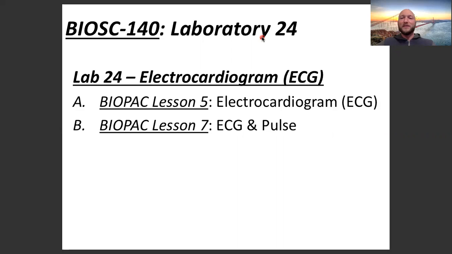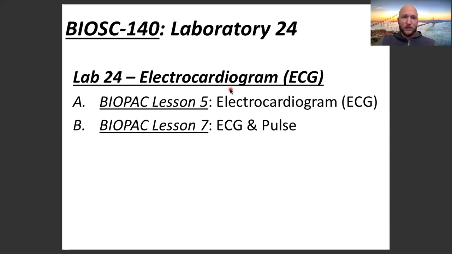This video is going to cover the Laboratory 24 experimental procedures. So, Laboratory 24, we are looking at the electrocardiogram, also known as the ECG, also known as the EKG, depending on who you're talking to. Kind of just different names for the same thing. And we're also looking at pulses. So let's get into it.